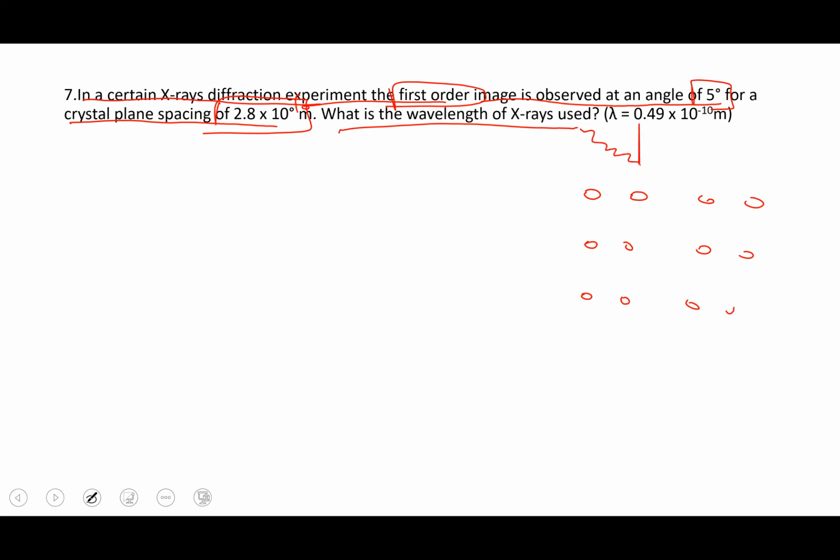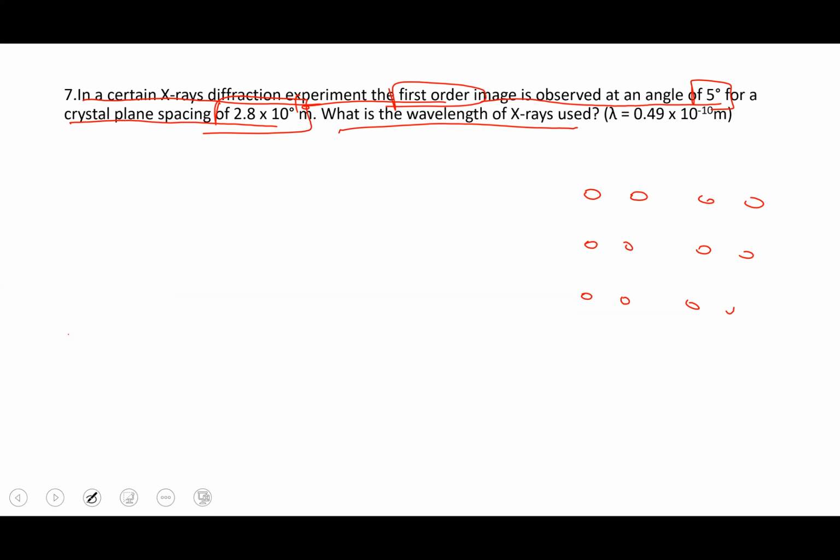Moving on to the seventh question, it says, in a certain X-ray diffraction experiment, the first order, that means m is equal to 1, is observed at the angle of 5 degrees for a crystal plane spacing of 2.8 into 10 to the power minus 10. Now, what is the wavelength of the X-rays used? Now, this is the situation of X-ray diffraction. So this is the crystal. Let's say these are the molecules or atoms, you can say, and we have to find the wavelength.